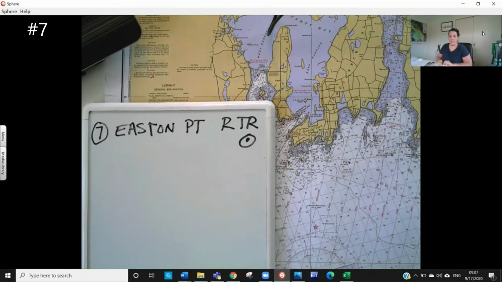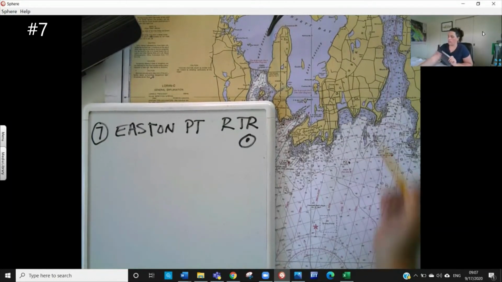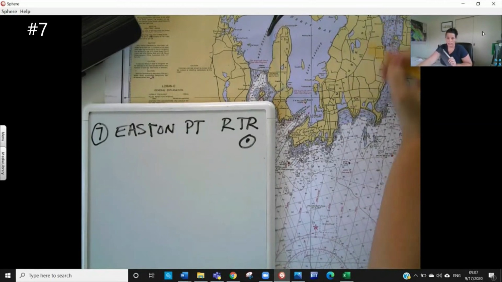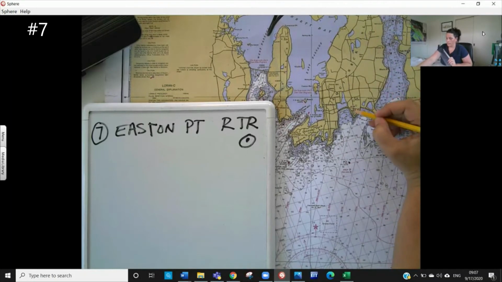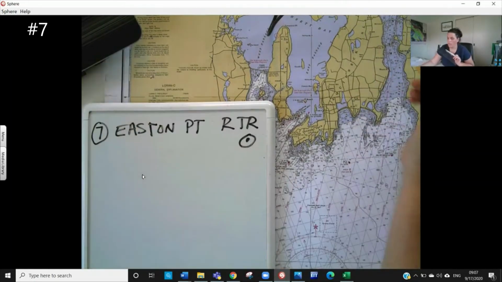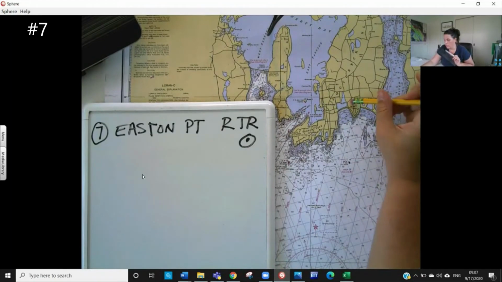Okay, number 7 is our Easton Point R Tower. So on Aquidneck Island, this island right here, Easton Point is this point right here. And we have a couple towers. We have a spire, and then we have this R tower that we were looking for. So this is the light in question that we are getting our lat and longitude on.